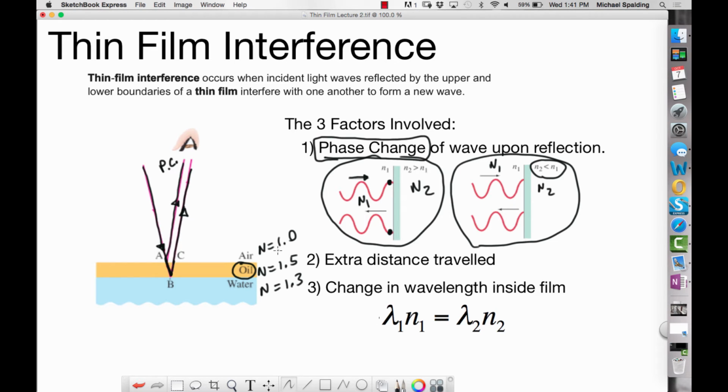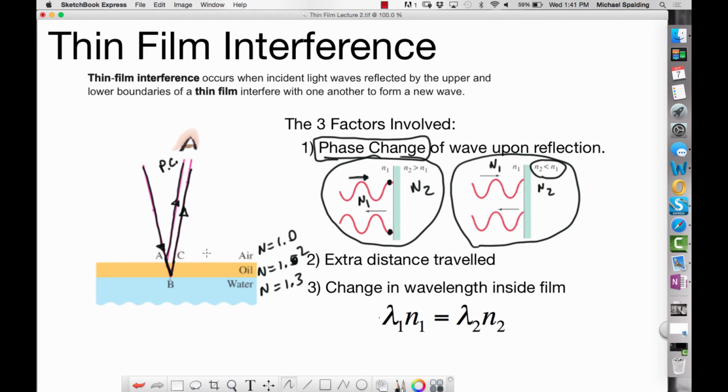So let's say this oil had a lower index of refraction. If oil had a smaller one, like 1.2, then there would have been a phase change. Exactly.